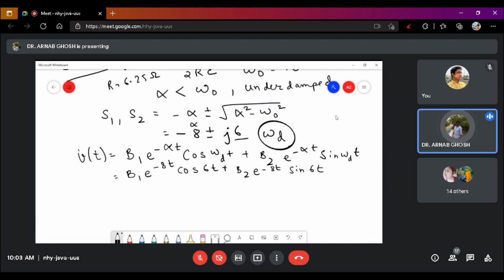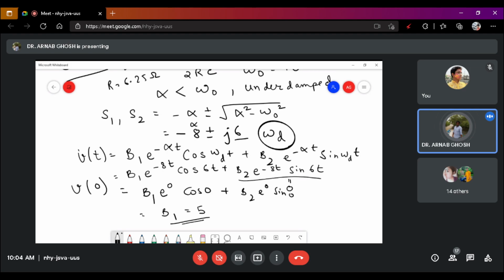Again the same method. First you calculate v0. This expression becomes 0 because sine 0 is 0 and cos 0 is 1. So you are left with b1 e to the power 0 cos 0 plus b2 e to the power 0 sine 0. This is 0, so you are left with only b1, and this is equal to 5. So b1 is equal to 5.